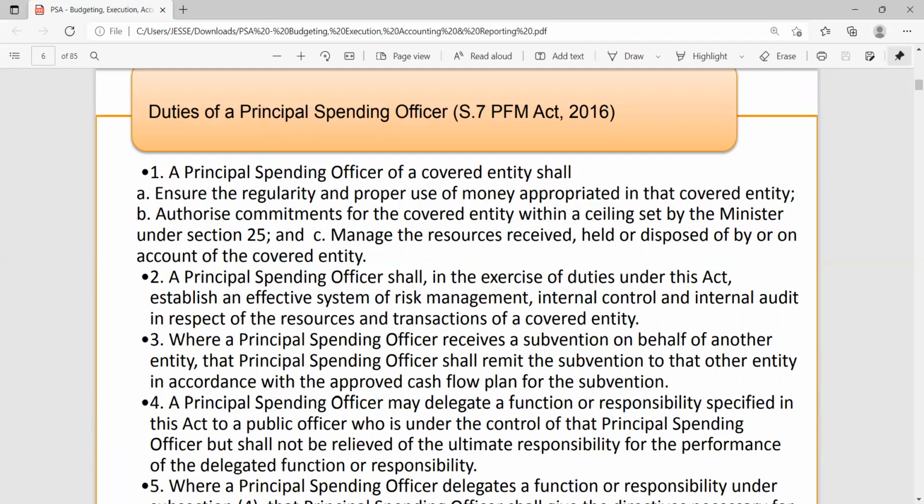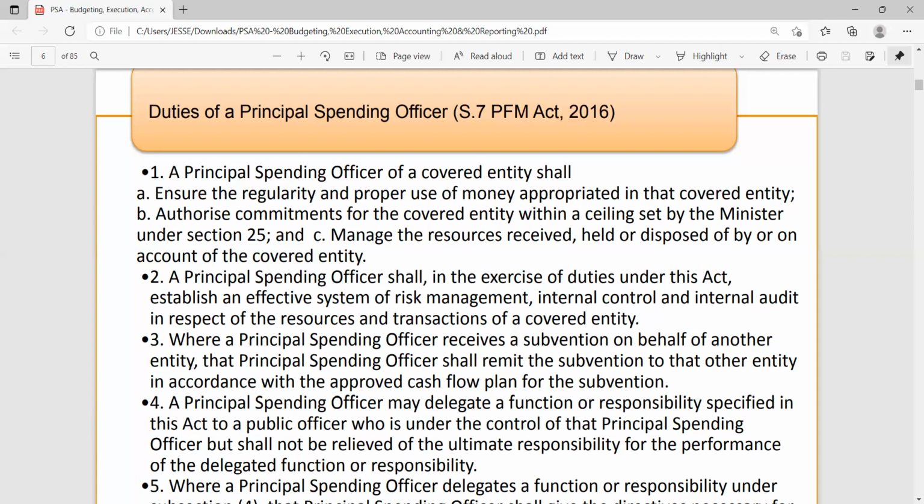B, authorize commitments for the covered entity within a ceiling set by the minister. So they also authorize commitments, pending commitments for covered entities. They also manage the resources received, held, or disposed of by or on account of the covered entity. So they also have a management prerogative here. So they ensure the proper use of money, they authorize commitments, and they manage resources.